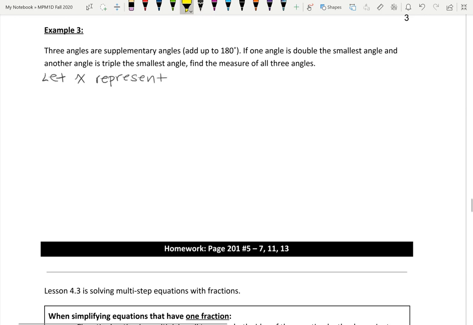So my information is always compared to the smallest angle. So one angle is double the smallest angle and the other is triple the smallest angle. So they're relative to the smallest angle. So I'm going to let x represent the smallest angle. Okay, so if my smallest angle is x, I know that x plus something is equal to 180 degrees.